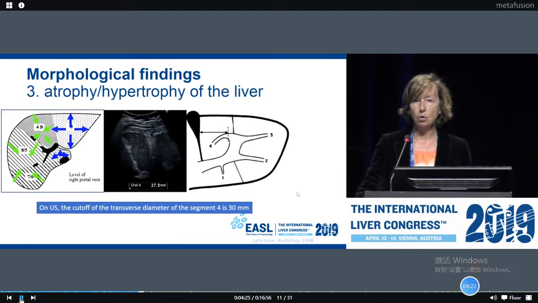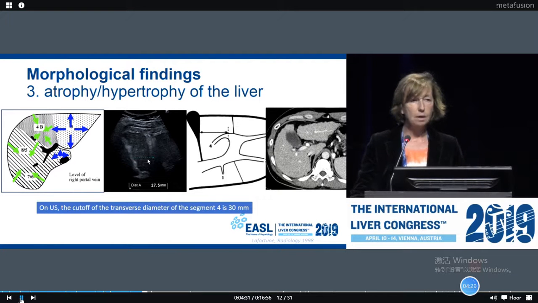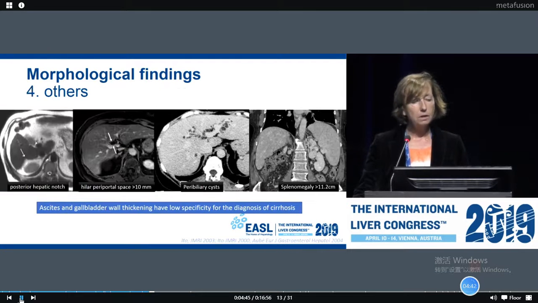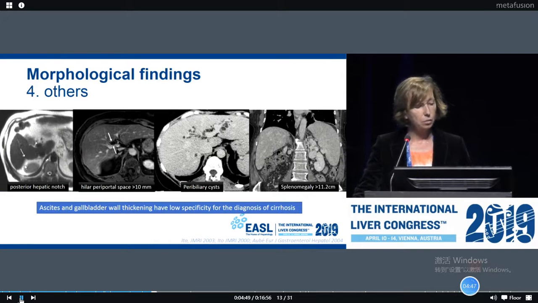Again, CT or MR can evaluate morphologic changes of the liver, but are not as accurate as ultrasound for assessing the size of the segment 4, as it is obtained on an oblique scan on ultrasound, which is not done or cannot be done with the CT anymore. There are some other morphologic findings that can help you and have been described, such as here the posterior hepatic notch or the enlargement of the hilar periportal space.